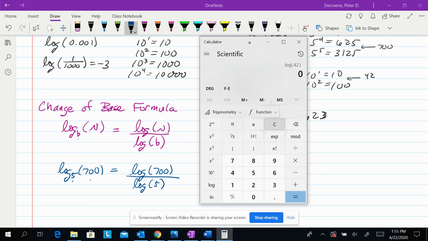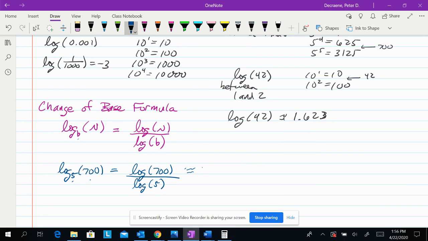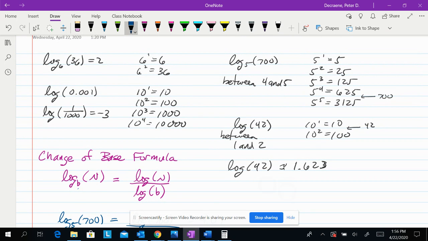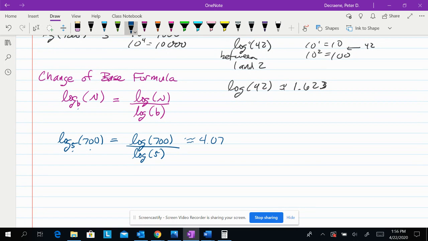So I'm going to clear this out, and I'm going to do 700, take the log of that, divided by, you can see on my calculator, it shows us what we're doing. I've got to do log of 5, so I type in 5, and I want the log of that also. So it's telling me what I'm calculating, but I still have to press the equal sign to get the final answer. So it's 4.07. So I'll write that down. This is approximately 4.07. And that's how you do the log of another base on the calculator. We expected it to be between 4 and 5, and it is. So make sure you know how to use this change of base formula.